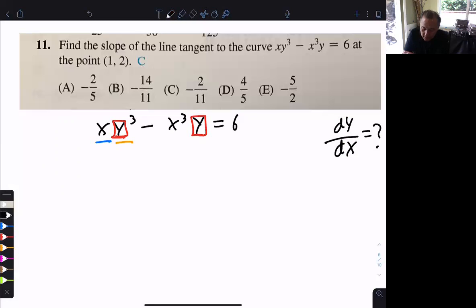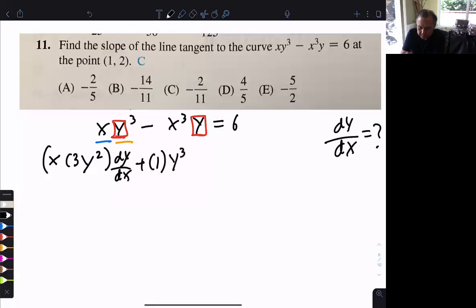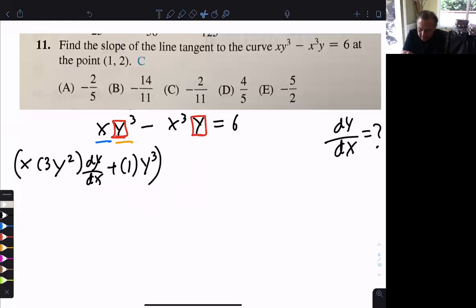So product rule, leave the first alone, take the derivative of the second. Well, what's the derivative of box cubed? It's going to be 3 box squared times derivative of box. But the derivative of y is dy dx. That's just a definition. Plus the derivative of the first, the derivative of x is 1, leave the second alone, and we get y cubed. I'm going to scoot that over because I'm seeing space issues already.